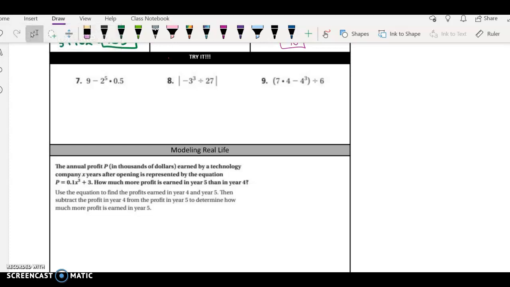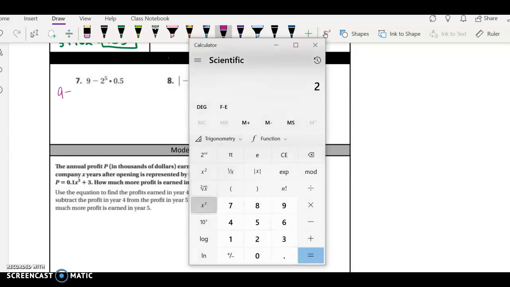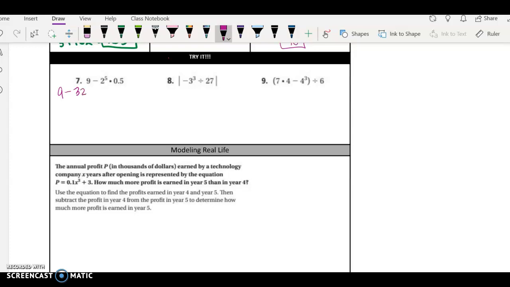Okay, so the triads. So we have 9 minus, and we're going to do 2 to the 5th. So 2 to the 5th gives me 32. All I did was type that into the calculator, 2 to the 5th, times 0.5, so you can tell which one's the decimal.